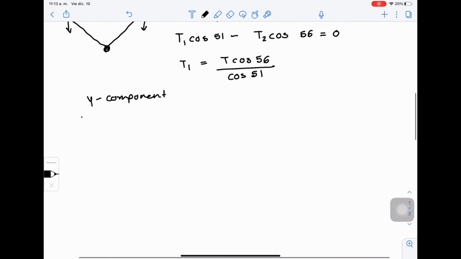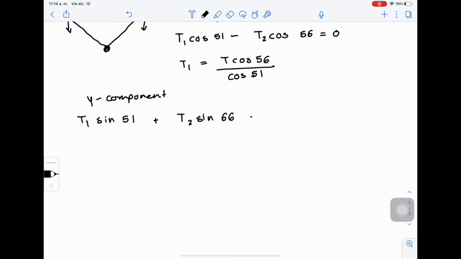Let's move on to our y component. For our y component, we're going to have an addition from the tension of the first string times the sine of its angle plus the tension of the second one times the sine of its angle minus the weight. Weight only has a vertical component here. What we want to do now is grab the value from T1 that we obtained in our first equation and plug it in into our y component equation.